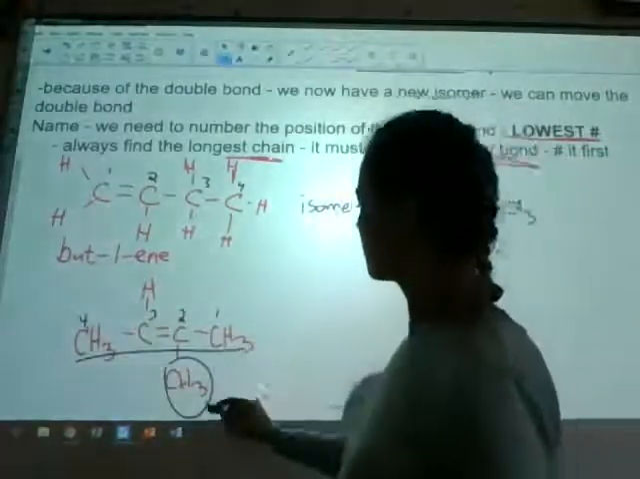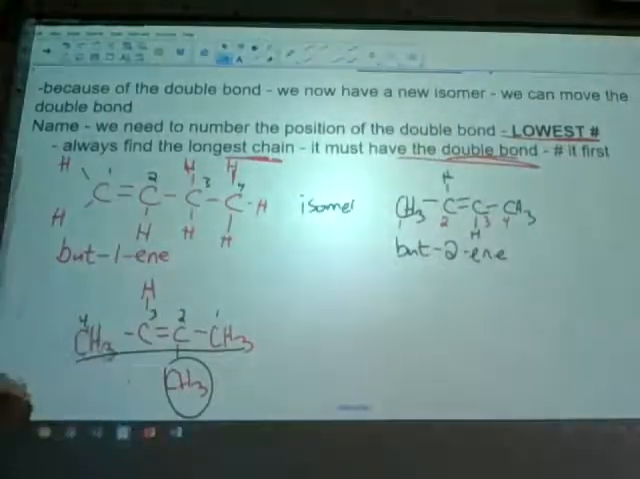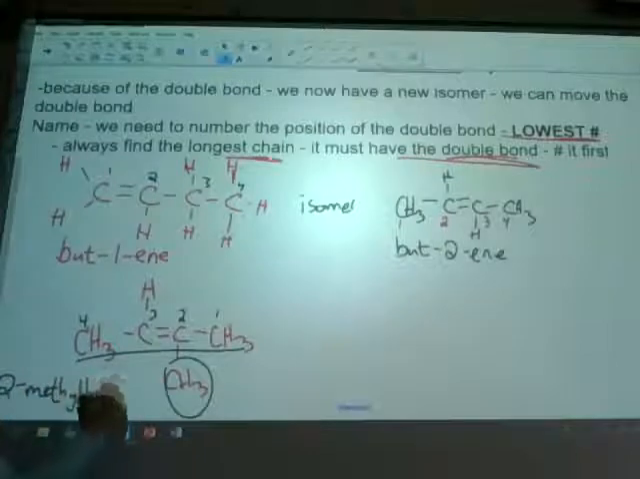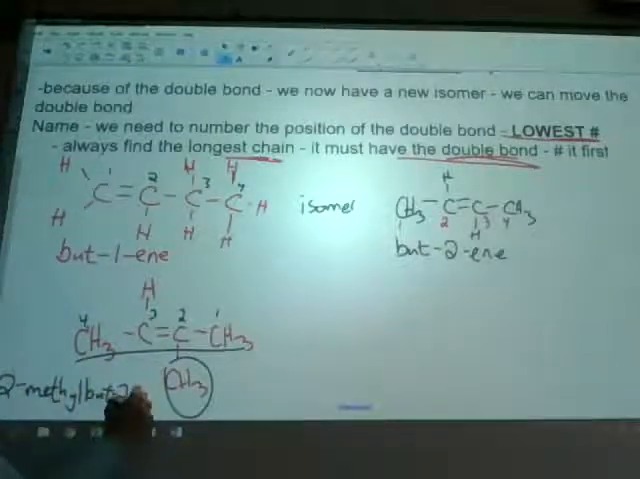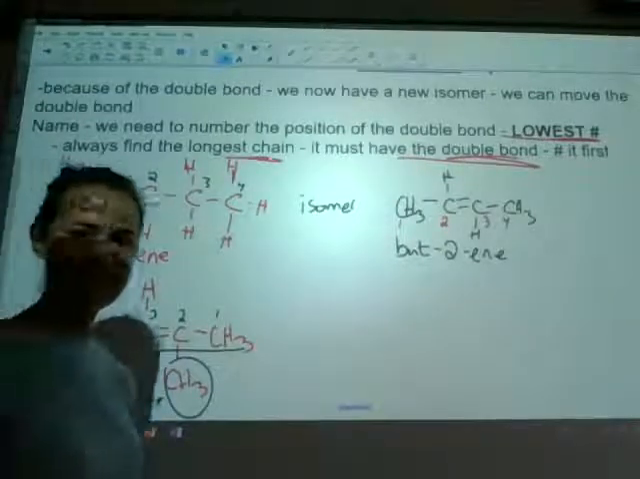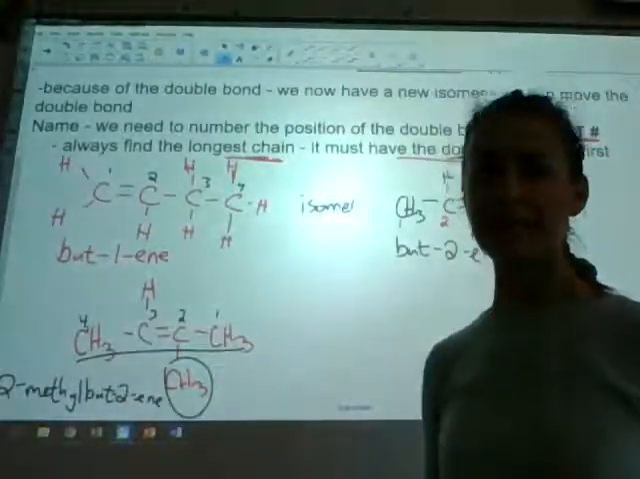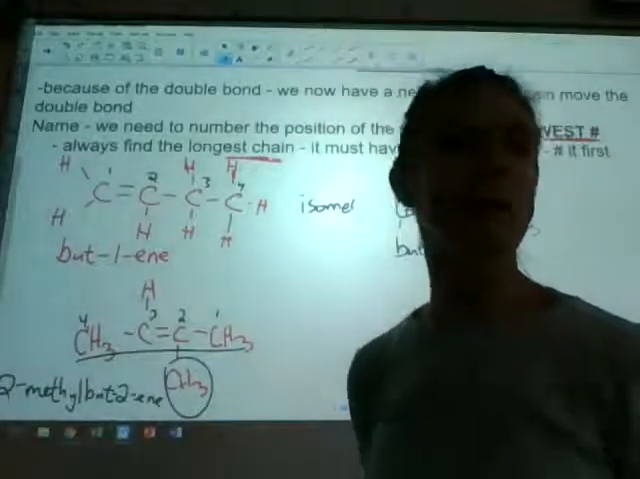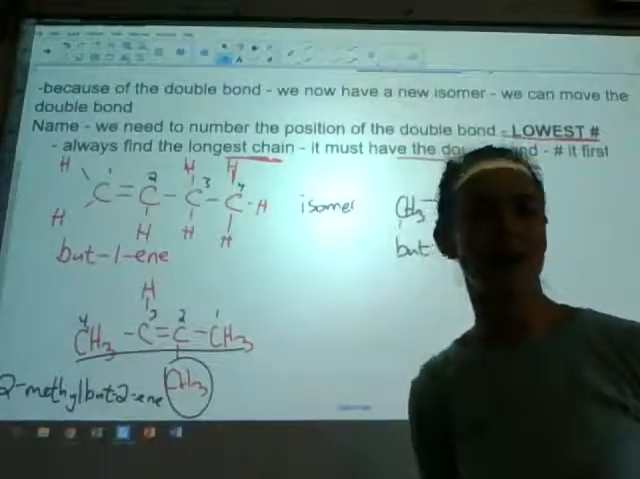So this is going to be called 2, a 1 carbon, so methyl. Okay, so 2-methylbut-2-ene. And remember, the ene stands for that alkene, that double bond there. And of course, many examples to go from there that we can do.